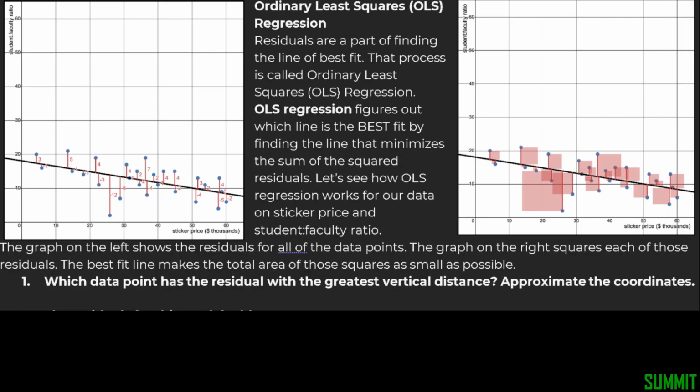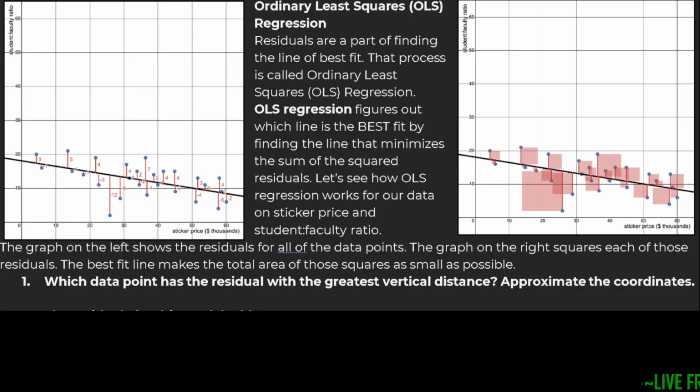So next part now, it says the ordinary least squares regression. You can also think of it as least squares regression. It says the residuals are part of finding the line of best fit. That process is called ordinary least squares regression, or OLS regression. It figures out which line is the best fit by finding the line that minimizes the sum of the squared residuals. So let's see how OLS regression works for our data on sticker price and student to faculty ratio.